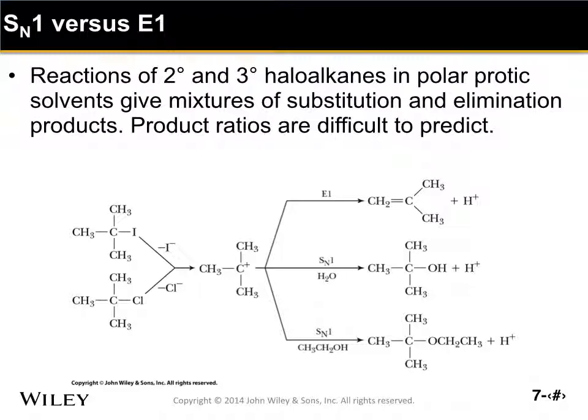And it's often difficult to predict how much of each product that we're going to get. As I've said in the previous slide, we expect a competition between elimination reactions and substitution reactions. So in the first one, we show an elimination, but we're going to get substitution there as well. Second one shows SN1, but we're going to get elimination there as well. Same in the third one.